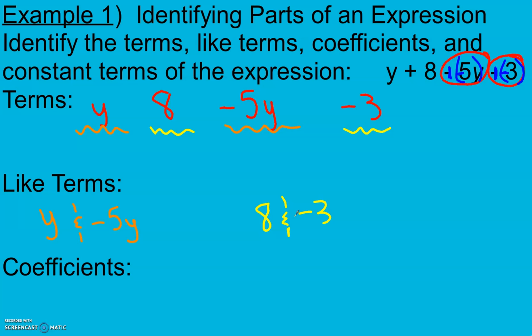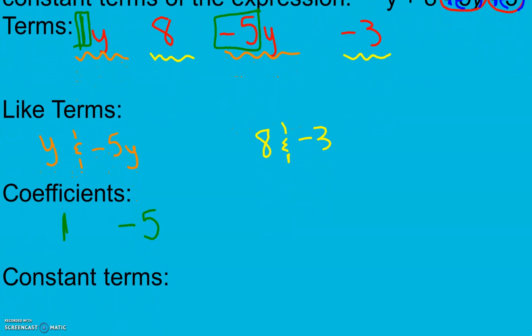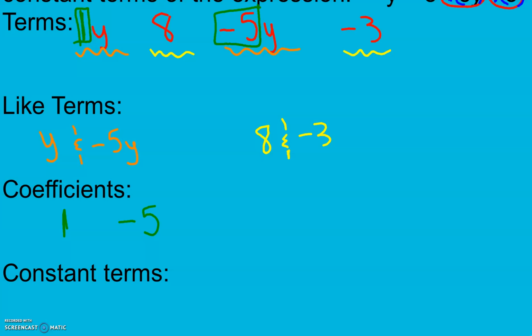My coefficients are the numbers in front of my variables. So again, remember if there's not a number in front, it's a 1. That is a coefficient. On my negative 5y, my negative 5 is my coefficient. It's the number in front of my variable. It's the number that's times our variable. My constant terms are the ones without a variable. It is constantly 8, it never changes, and it's constantly negative 3, it never changes.